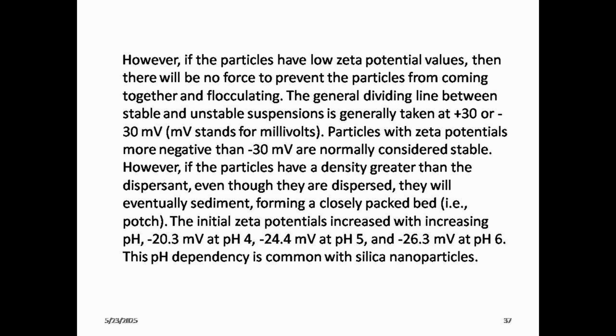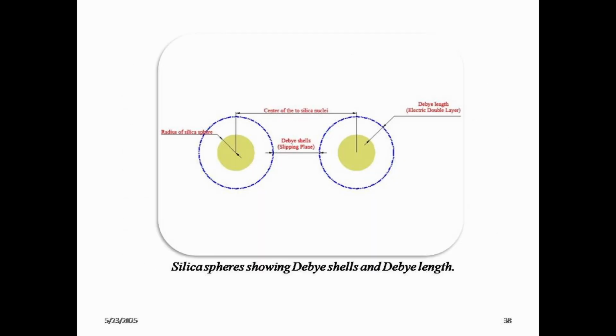The initial zeta potentials increased with increasing pH: negative 20.3 millivolts at pH 4, negative 24.4 millivolts at pH 5, and negative 26.3 millivolts at pH 6. This pH dependency is common with silica nanoparticles. Silica spheres showing Debye shells and Debye length.